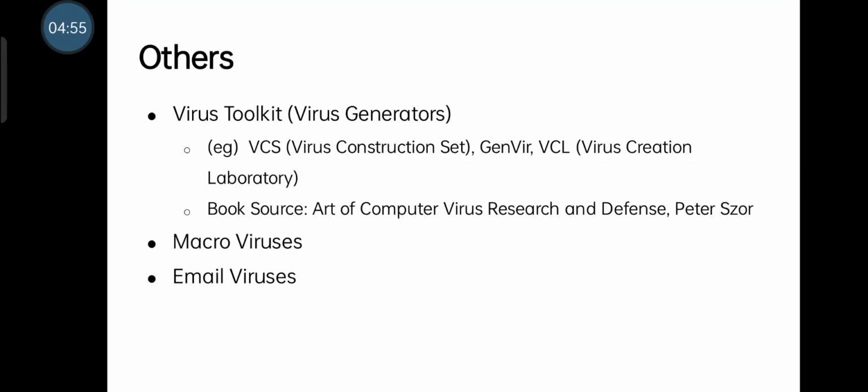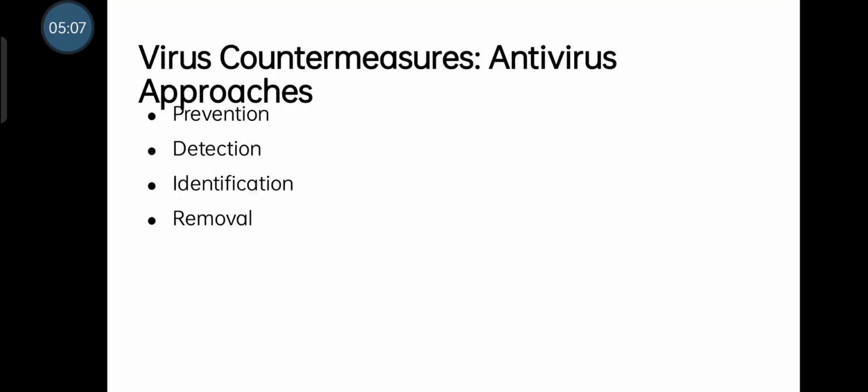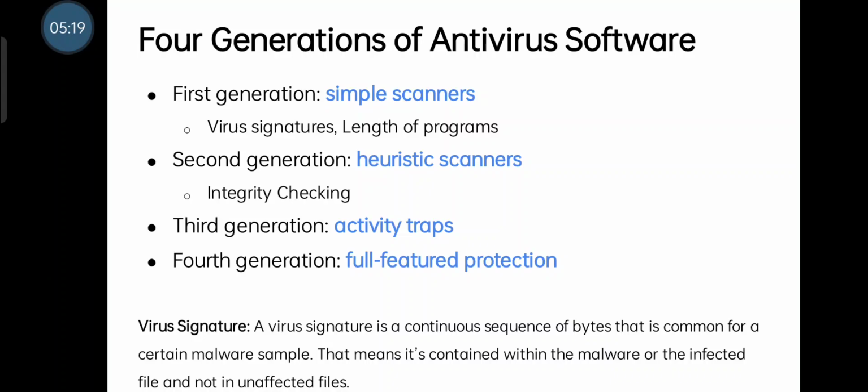So these are the various virus toolkits: virus generators, boot sector viruses, macro viruses, and email viruses, and others. Countermeasures means how we can prevent viruses. The basic one is the antivirus approach, which includes prevention, detection, identification, and removal. There are four generations of antivirus software.